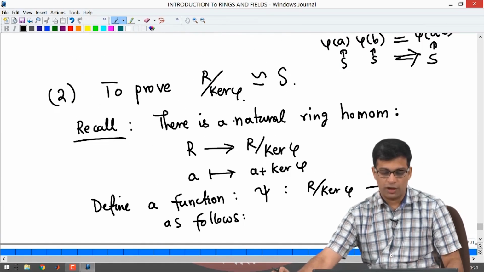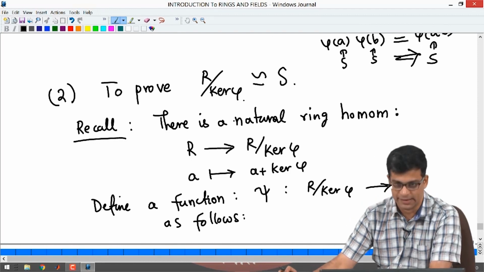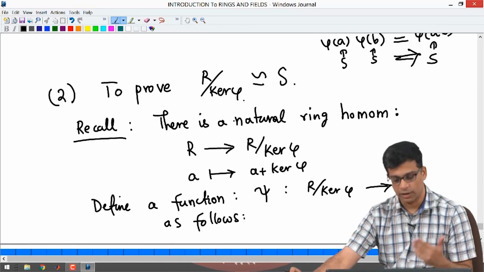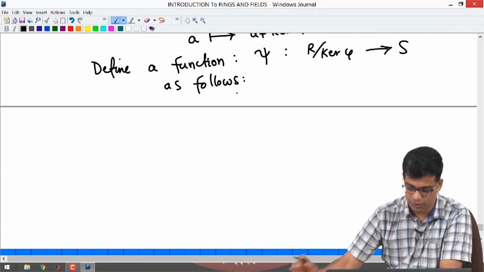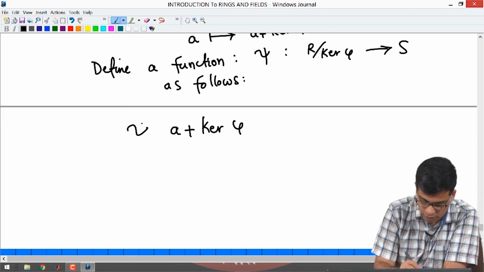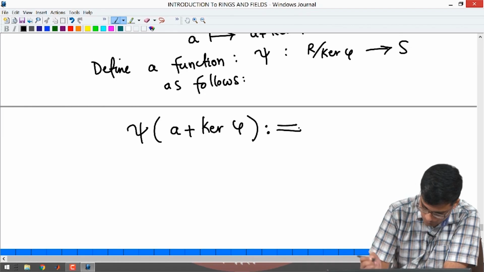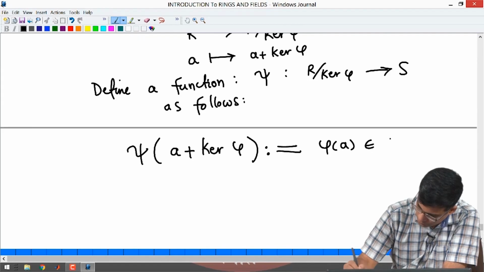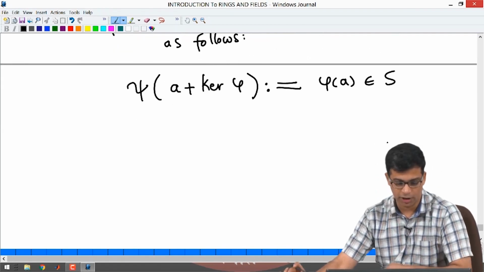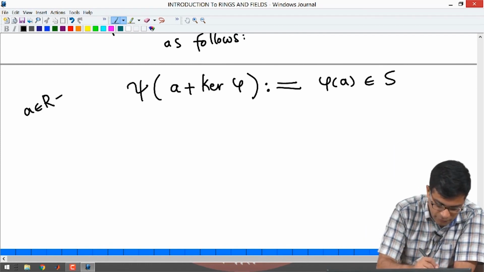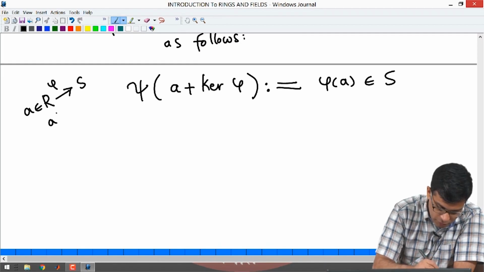So, remember I am trying to show that R mod kernel phi is isomorphic to S. In order to do that, I will first define a function, I will show that it is a homomorphism, then I will show that it is bijective. So, the first step is to define the function. What is an arbitrary element of R mod kernel phi? It is of the form A plus kernel phi, and I define this to be simply phi of A. Of course, phi of A is in S, right. So, here A is in R. We have a function from R to S, namely phi. A goes to phi of A.